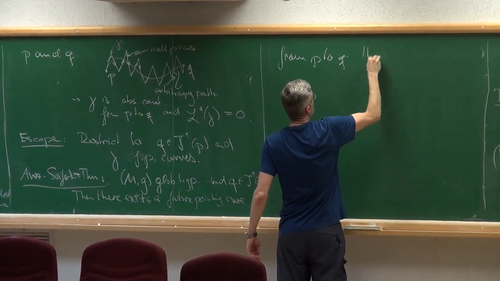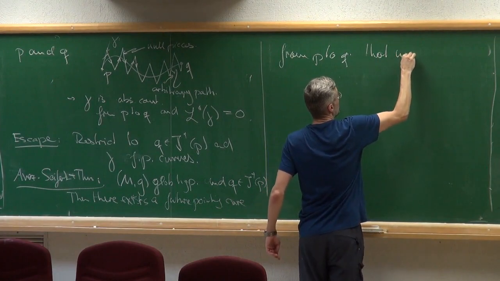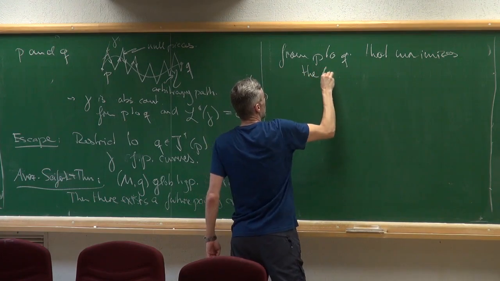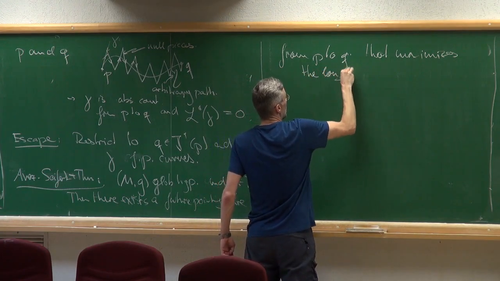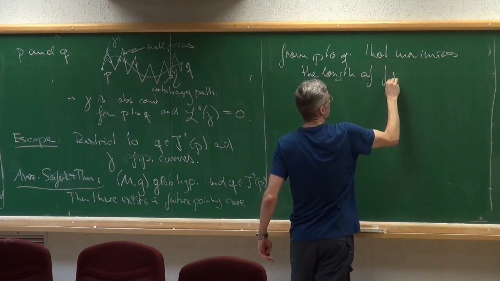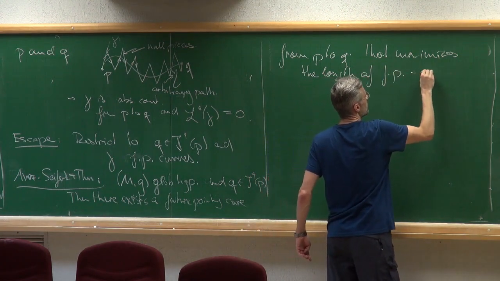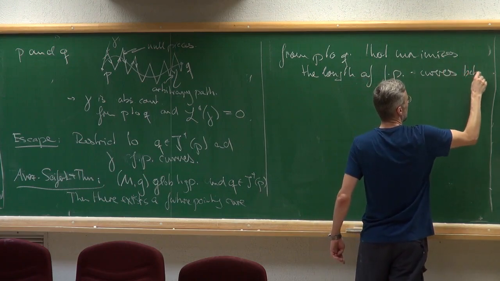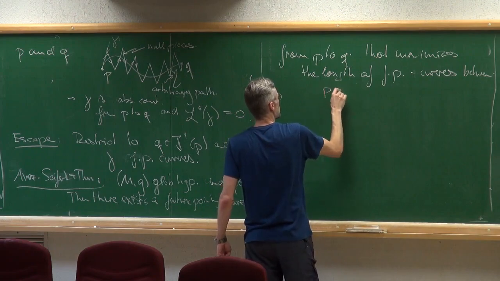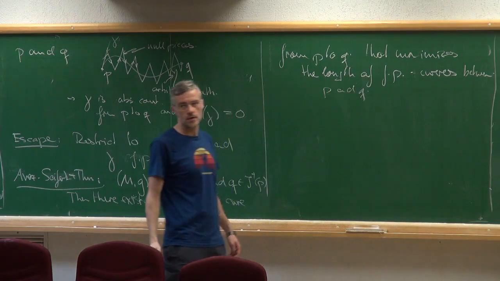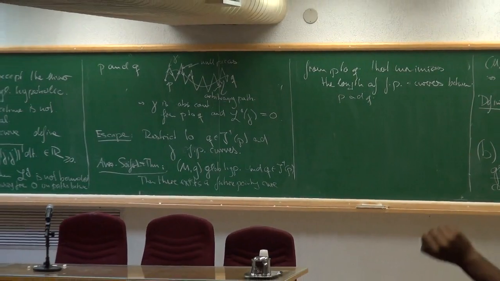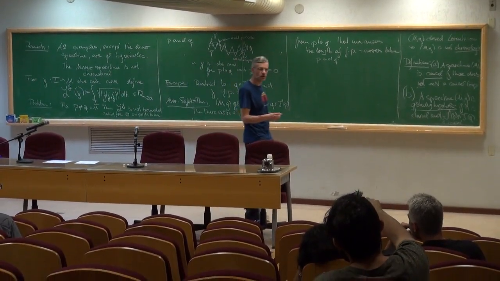that maximizes the length of future pointing curves between P and Q. That's the analogy with minimizing geodesics in Riemannian geometry. Yeah? Could you say again the definition of the J plus?